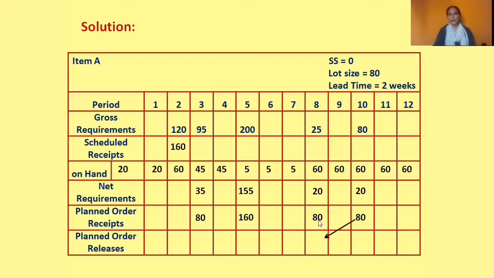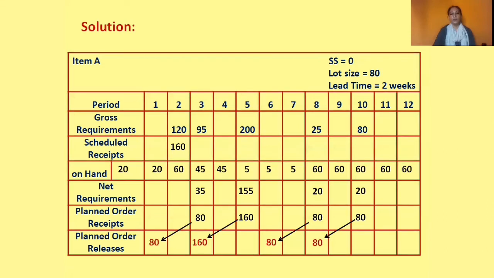At period 8, we will place the order of 80 units if we want to procure 80 units here for period 10. Similarly, for period 8, if we want to receive 80 units here, we again need to place an order 2 weeks before, that is at the 6th week. Then for the 5th week, if we want to receive 160 units, we need to place an order at the 3rd week. And lastly, if we want to receive 80 units at the 3rd week, we need to place an order at the 1st week.